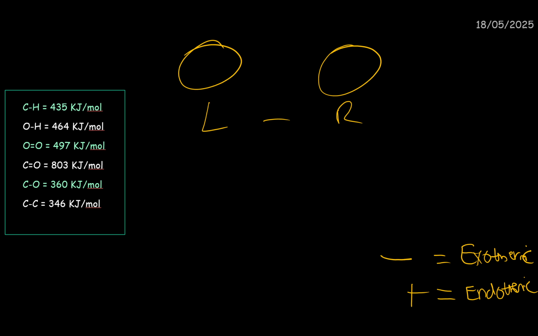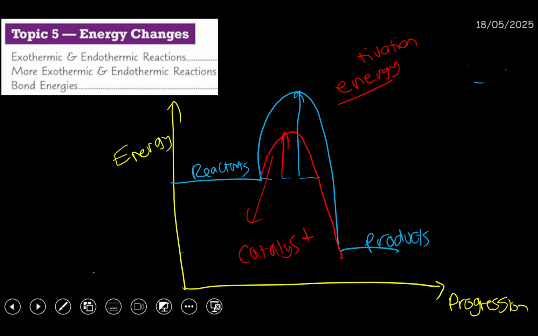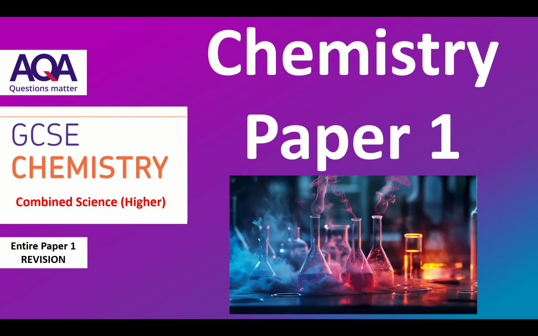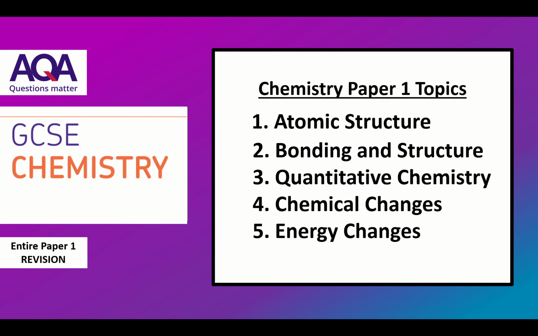Okay, right, let's go back to this. I can say with confidence that we can tick all of them off really nicely there. And you'll be happy to know that we've covered all of chemistry paper 1 now. So we've done all 5 topics. So, make sure that you go away and you revise now.